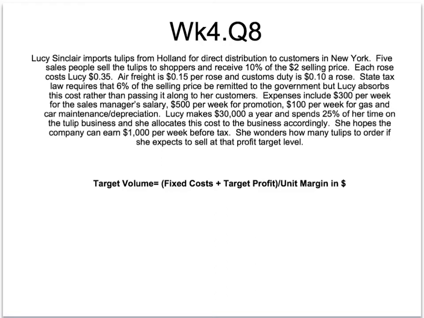So week 4 question 8 asks, how many tulips should Lucy order if she expects to sell at a profit target level of $1,000 per week? Essentially what the question is asking us here is, what is our target volume given certain fixed costs, given certain target profit, and given unit margin?